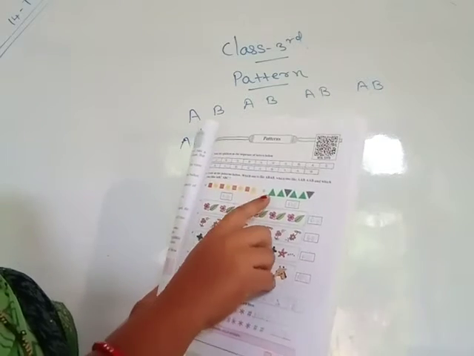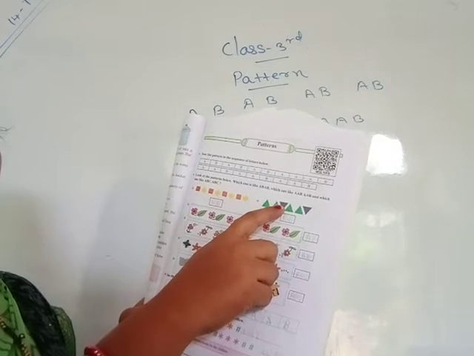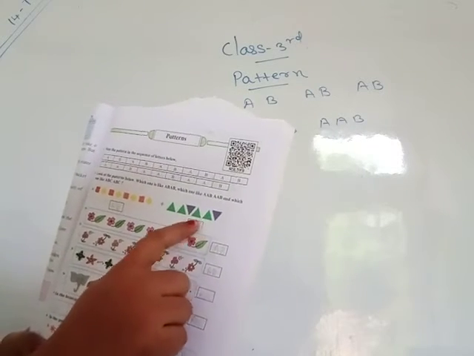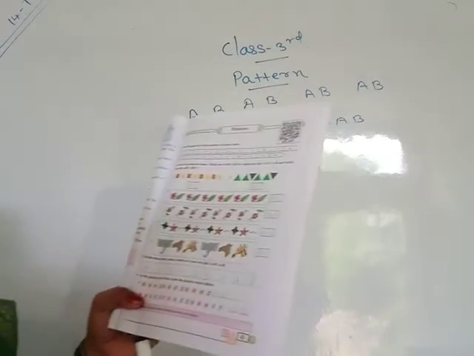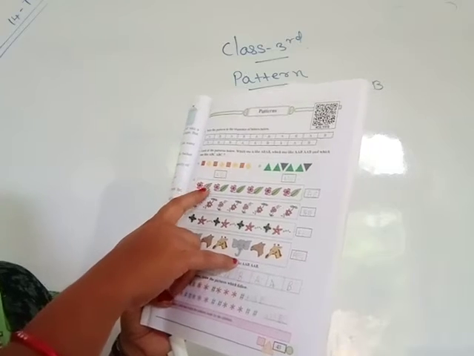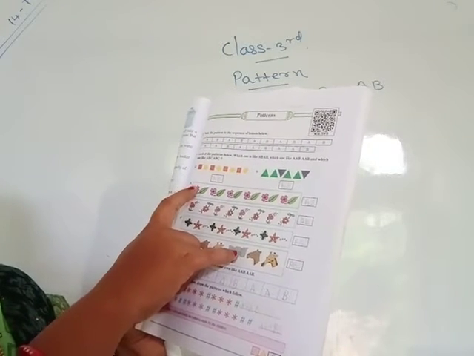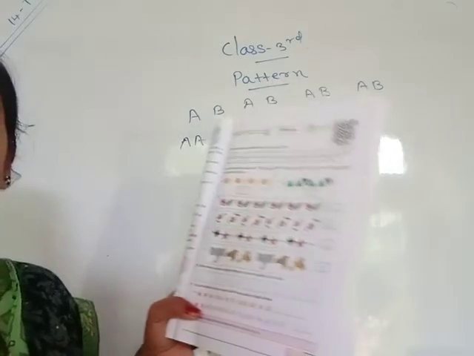The next one. Here two triangles means you take 2A, then 1B, 2A, 1B, which means the AAB pattern. The pattern here is AAB. Next one, see, one flower and one leaf, one flower, one leaf, one flower, one leaf means the pattern is AB, AB, AB. Which pattern here?